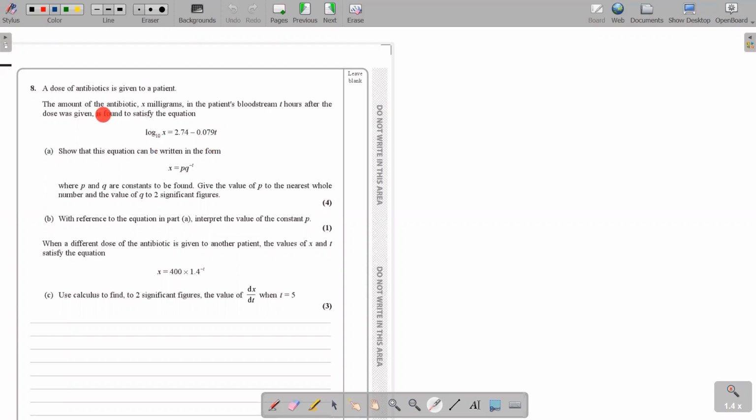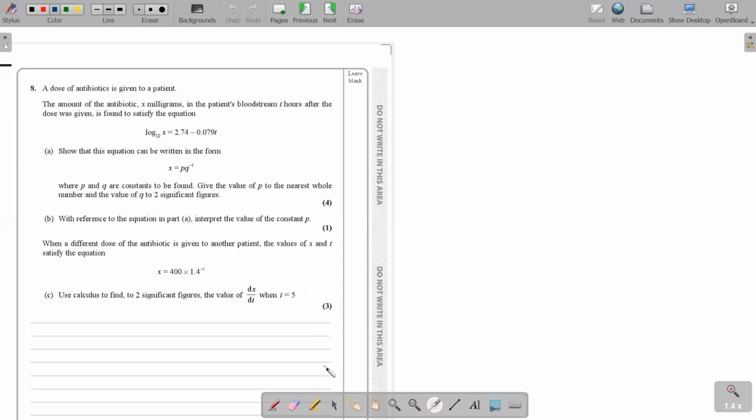The x is the amount of the antibiotic in milligrams in the patient's bloodstream t hours after the dose was given. It's important you understand what the variable is. So x is the amount of the antibiotic in the bloodstream t hours after the dose is given, and it's found by using this particular equation. Show that this equation can be written in the form x equals p times q to the power minus t.